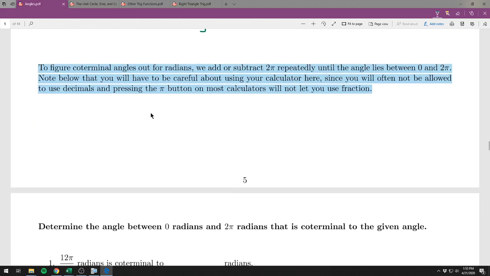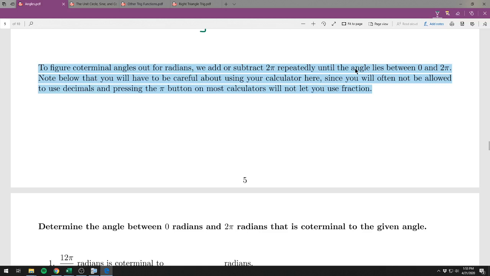Okay. All right, so to figure out coterminal angles for radians, since going around the entire xy plane is 360 degrees, which is 2 pi radians, we add or subtract 2 pi repeatedly until the angle is between 0 and 2 pi.